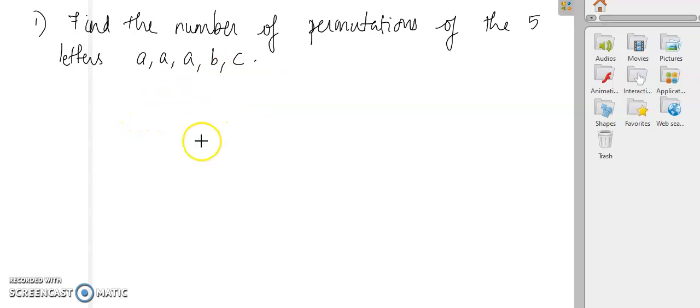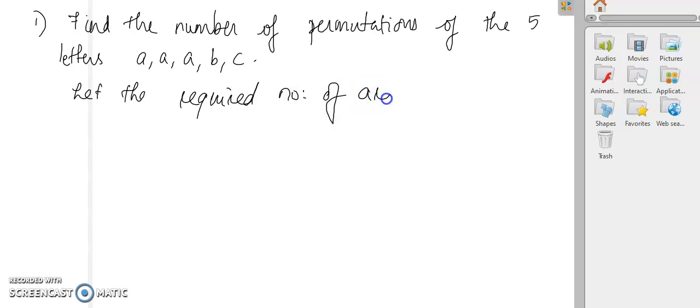Okay, now for solving this problem, let me take alpha to be the required number of permutations. So when we arrange these 5 elements, you will get a different number of arrangements. Let me call that number of arrangements alpha. So let the required number of arrangements be alpha. And now consider one such arrangement.